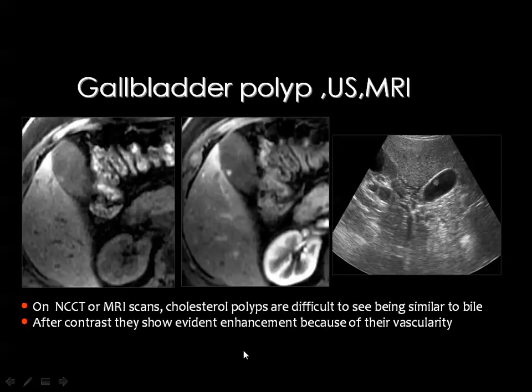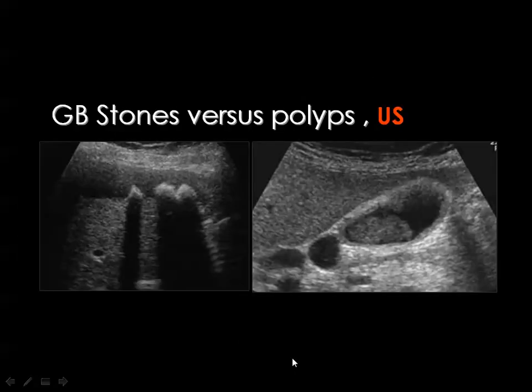This is the appearance of a gallbladder polyp by ultrasound, and this is by MRI, T1 weighted image before contrast and T1 weighted image after contrast, indicating that the polyp is relatively vascular and it shows some enhancement after injection of contrast medium. This is the difference between gallbladder polyp and the calculi.